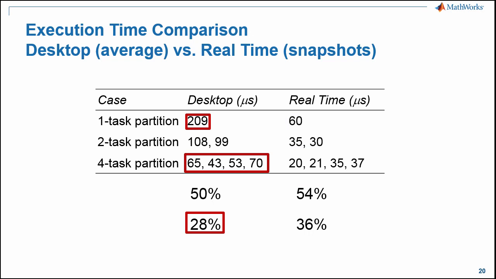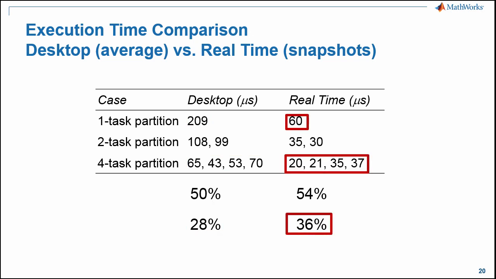Whereas if we compare the 4-task partition against the 1-task partition, it took an average 28% of the time to execute the 4-task partition, whereas 36 was the number when we are comparing the real-time results. So again, not exactly or quantitatively accurate, but a decent qualitative indication of what to expect in real-time execution.